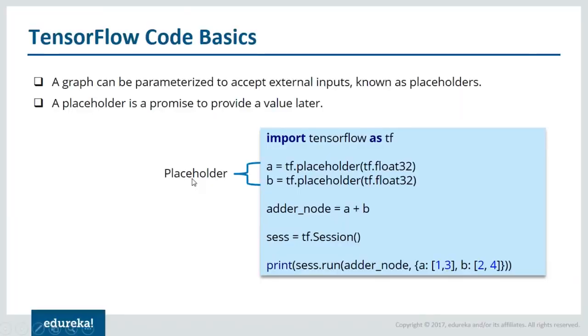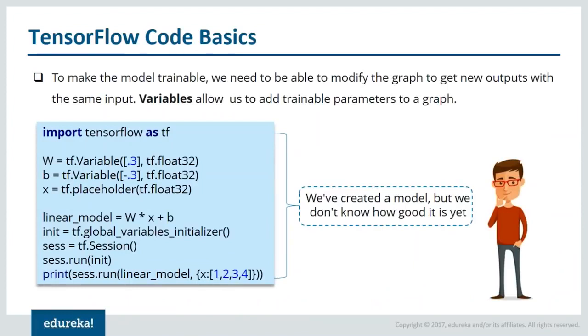So we understood what exactly placeholders are. Now it's time to understand what variables are. Basically in deep learning, we typically want a model that can take arbitrary inputs. In order to make the model trainable, we need to be able to modify the graph to get new outputs with the same input. And what helps us to do that? Variables basically allow us to add trainable parameters to our graph.